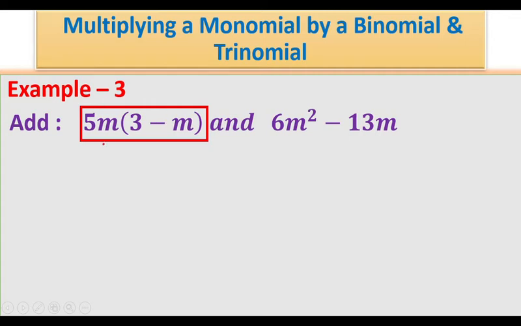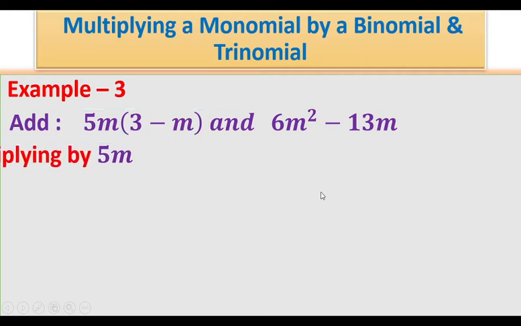So how will you simplify this? For this we know that we have to open the bracket. 3 and minus m both will be multiplied by 5m separately, and then we'll write this expression as it is, because this is already simplified. Then we'll add. So let's see how things will be done.